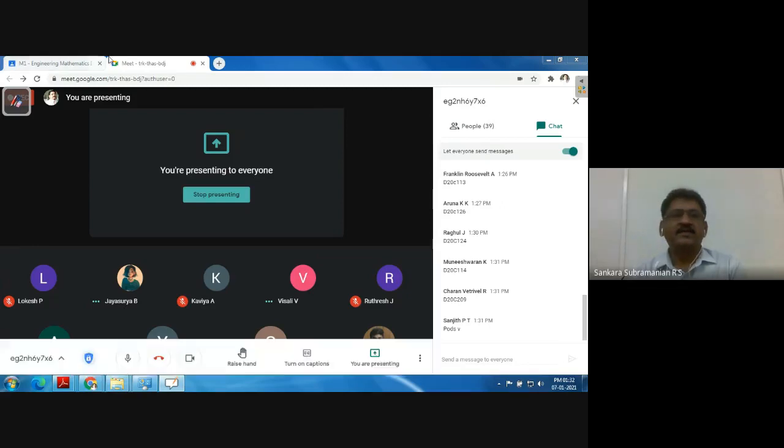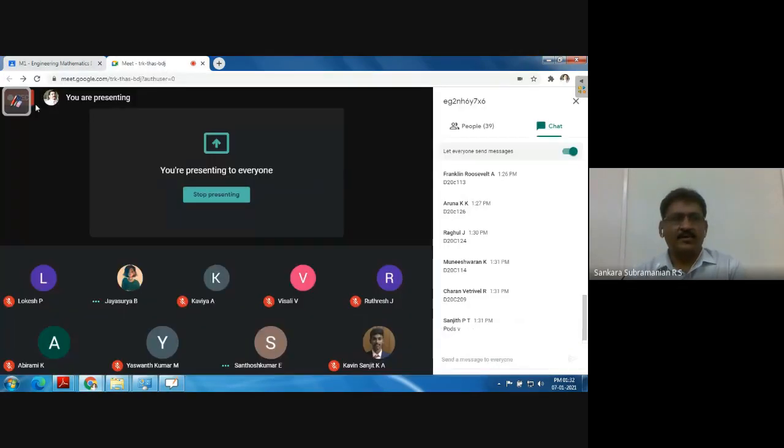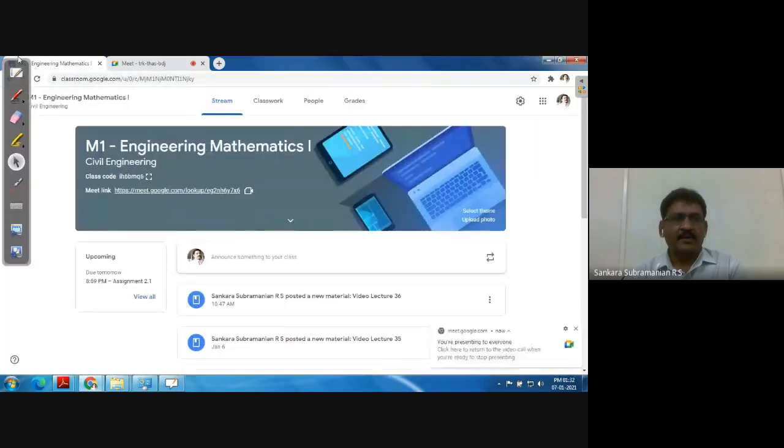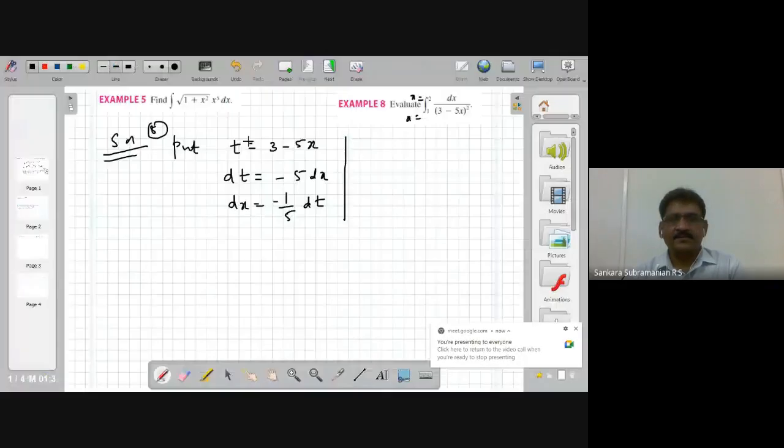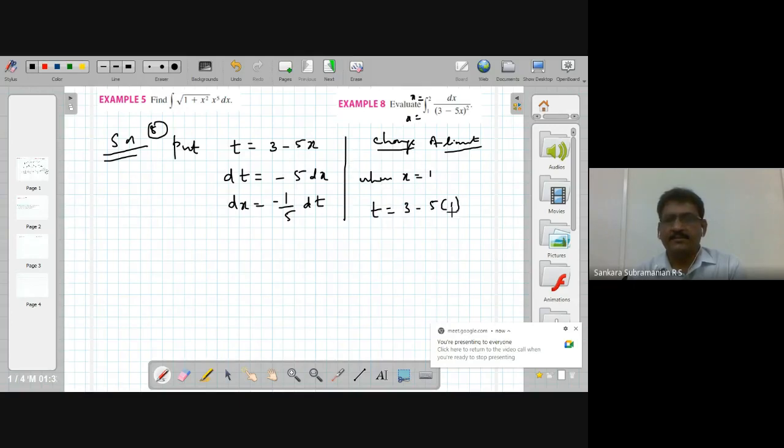Actually, this is called the change of limits, changing the limits of the variables. The limits are going to change because the variable we have fixed is x, and now it becomes t. So when x is equal to 1, t equal to 3 minus 5 into 1. You get 3 minus 5, which is equal to minus 2.